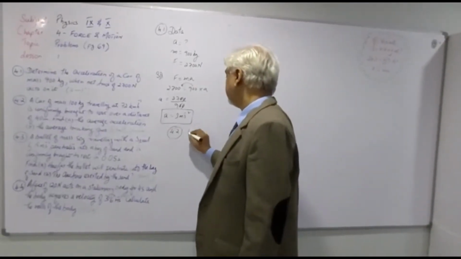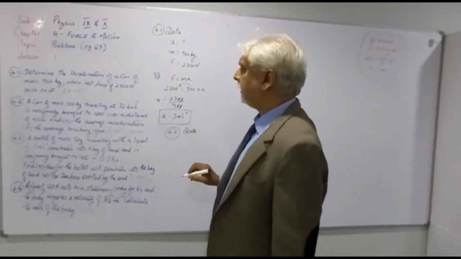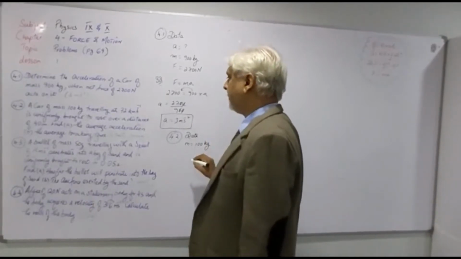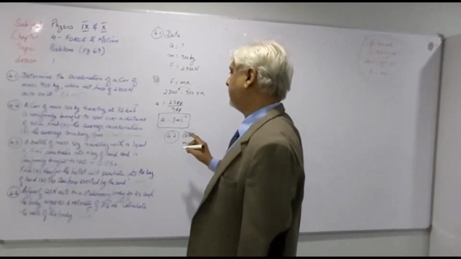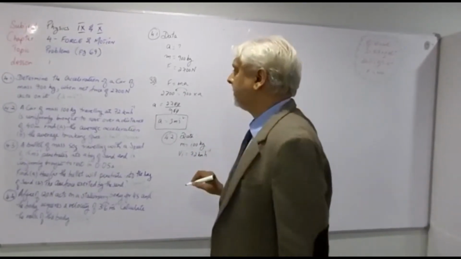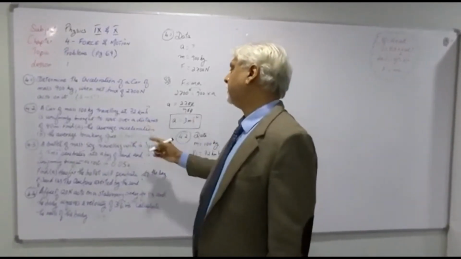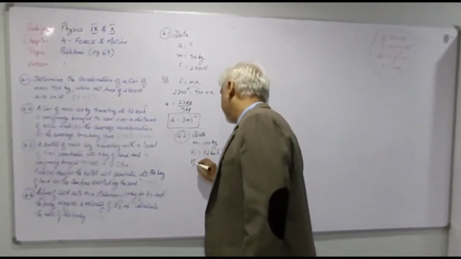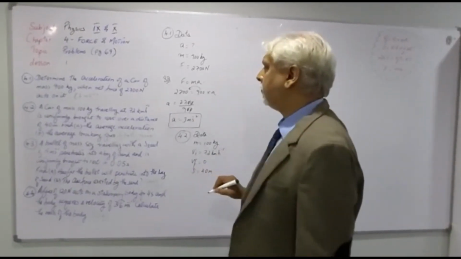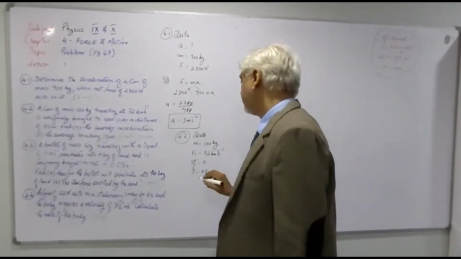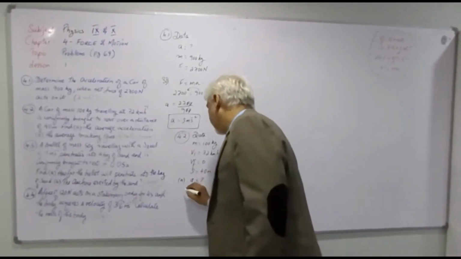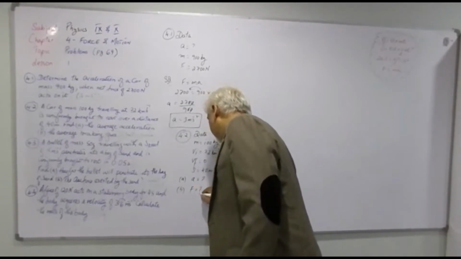It says here that a car of mass 100 kilogram is traveling at 72 kilometers per hour. Now initial velocity is known, 72 kilometers per hour, uniformly, then it is brought to rest over a distance of 40 meters. It is brought to rest, that means final velocity is 0, and it has covered a distance of 40 meters. Find the average acceleration, that means you need to find the acceleration, and the average braking force F.